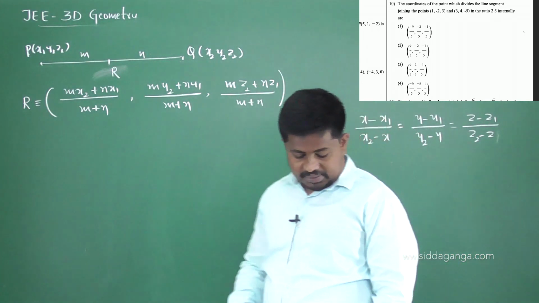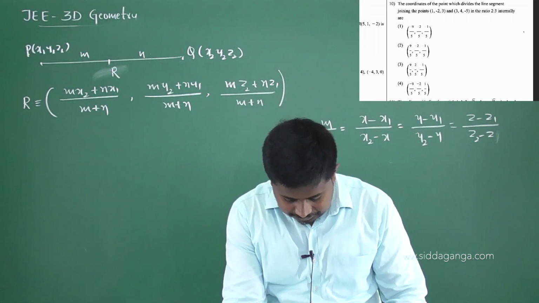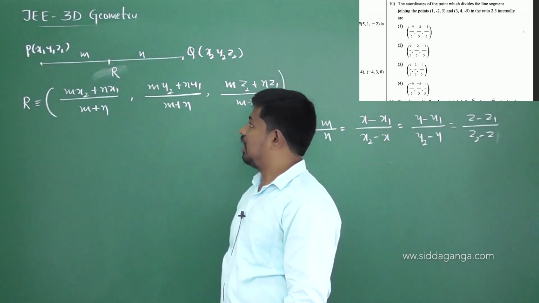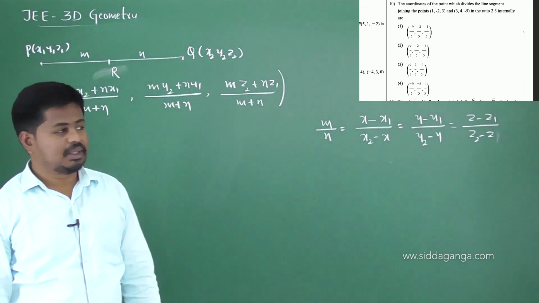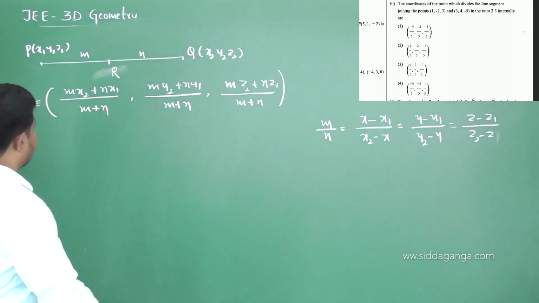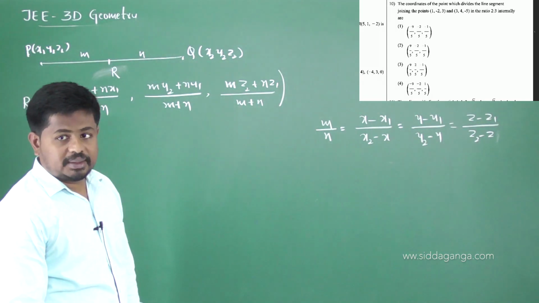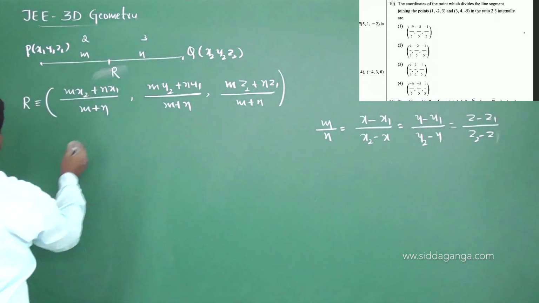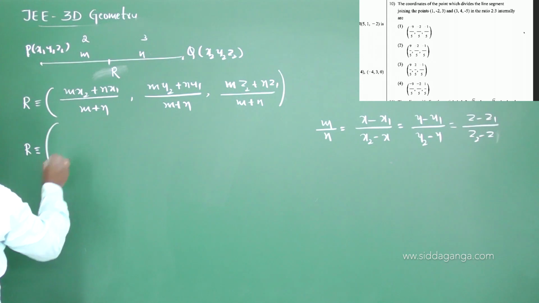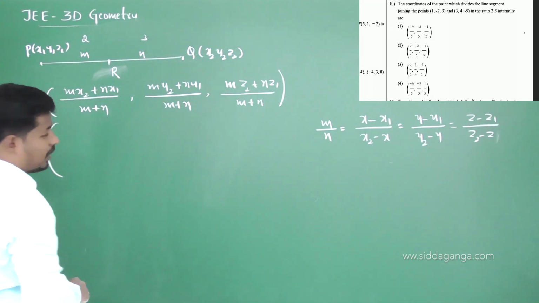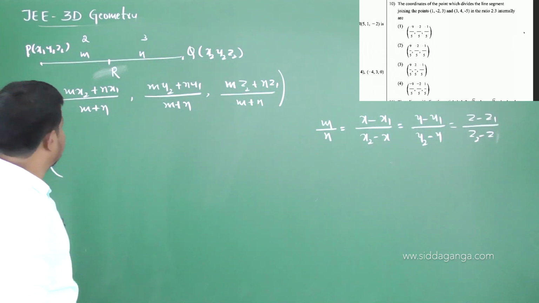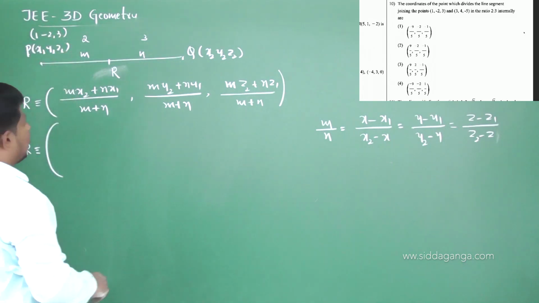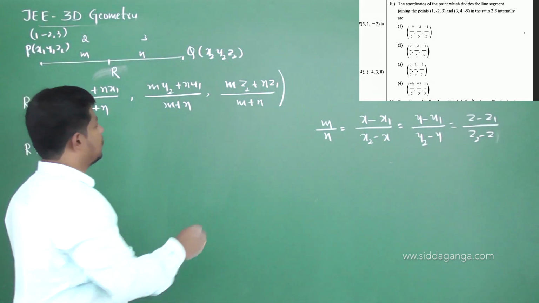But here what they ask is to find the coordinates of the point R. In this case, I have taken R dividing PQ in the ratio M is to N, and then R will have these coordinates. Now the ratio is given: m is 2 and n is 3. So let us find the coordinates. (x1, y1, z1) are (1, -2, 3), and (x2, y2, z2) are (3, 4, -5).